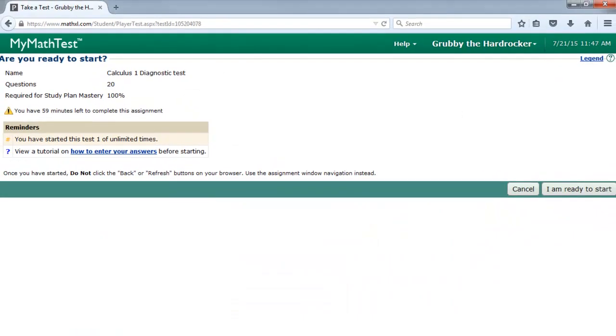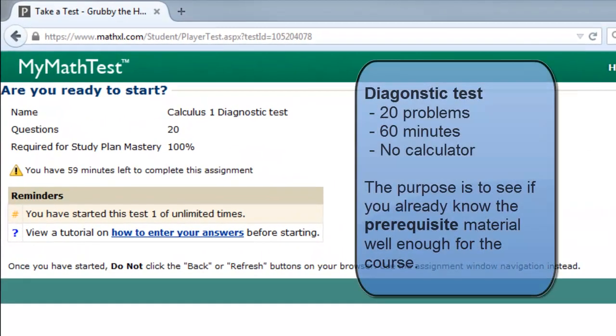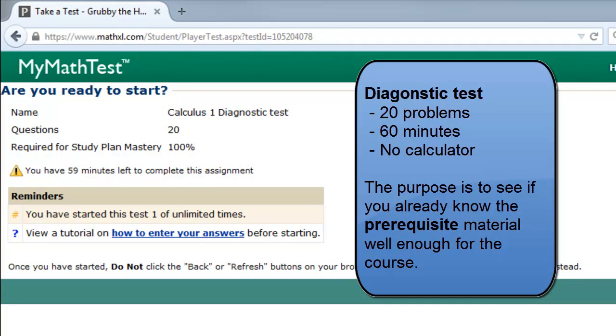So what we're about to take is a 20-problem, 1-hour diagnostic test. That is, it's a test designed to see if you have the skills you need in order to succeed in the class you want to take. So, for example, I'm taking the Calc 1 diagnostic test, so I'm going to get 20 problems that are going to test whether or not I've got the skill set needed to succeed in Calc 1. Do I know the prerequisites for that course?